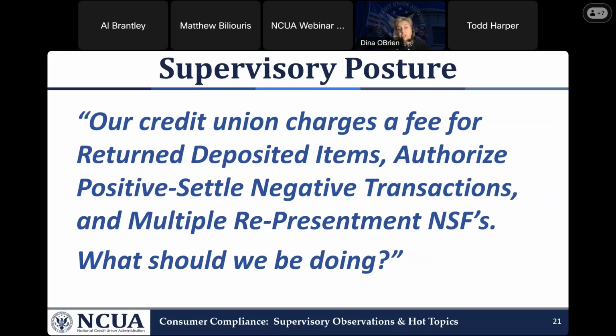As a reminder, credit unions should note that revising disclosures may address the risk of deception, but may not fully address the risk of unfairness.